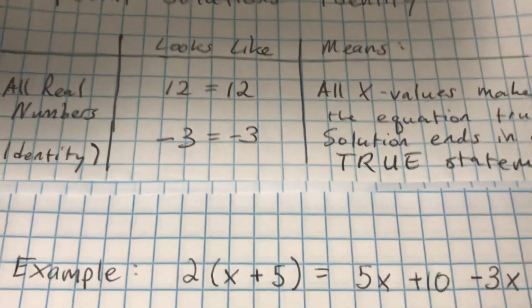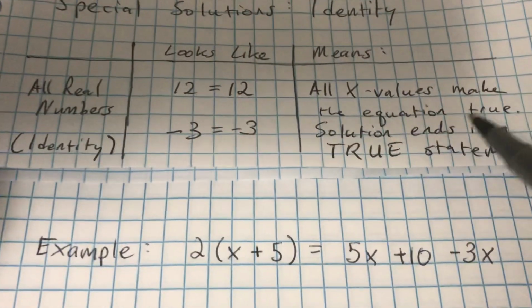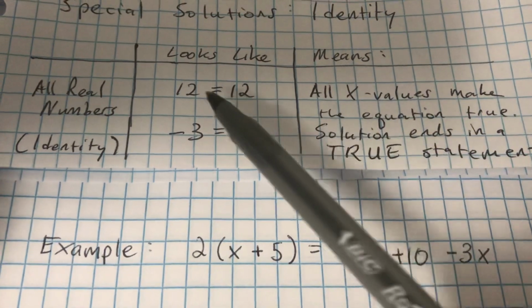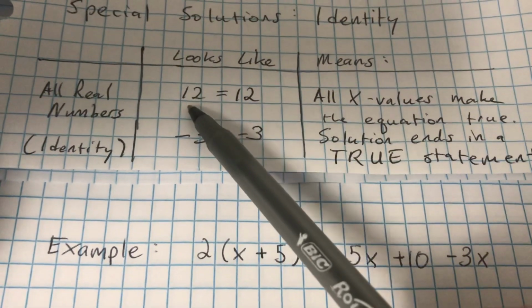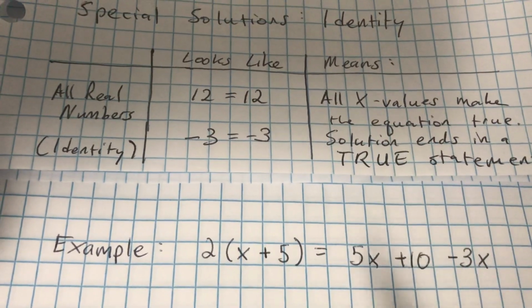That's what makes this different from the contradiction solution. What it means, like I said, is all real numbers. All x values make this equation true. And the solution will end in a true statement, which means when you solve it, you're going to get a true statement like 12 equals 12, negative 3 equals negative 3, things like that. So let me show you an example.